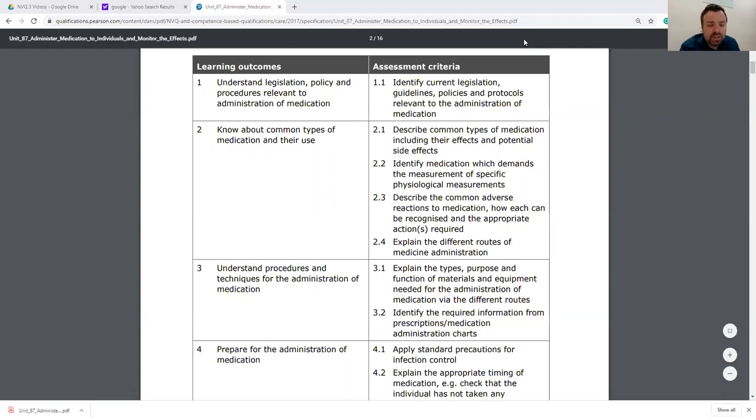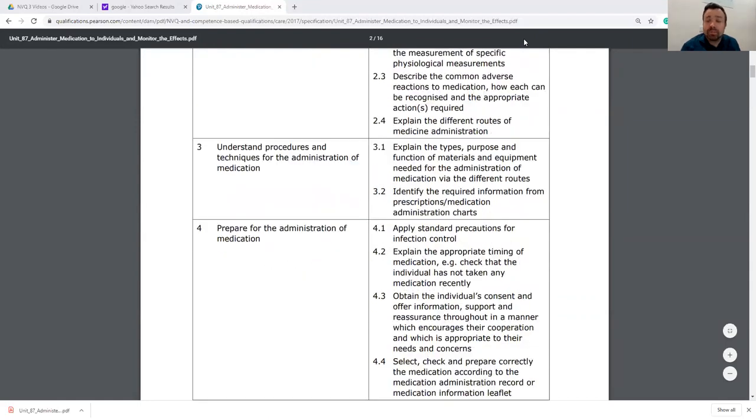So understanding procedures and techniques for administering medication. 3.1 wants you to explain the types and purposes and functions of materials and equipment needed for medication via different routes. So oral, taking it through the mouth, we should have our medication pot and our spoons, because again, we should be doing non-touch techniques.